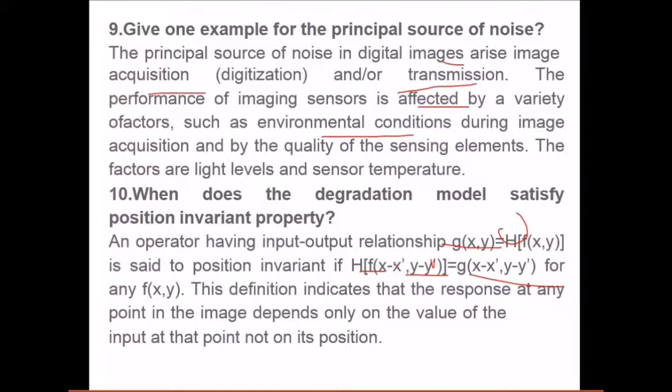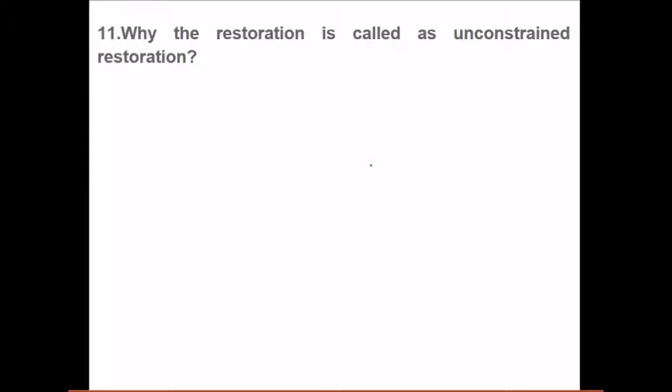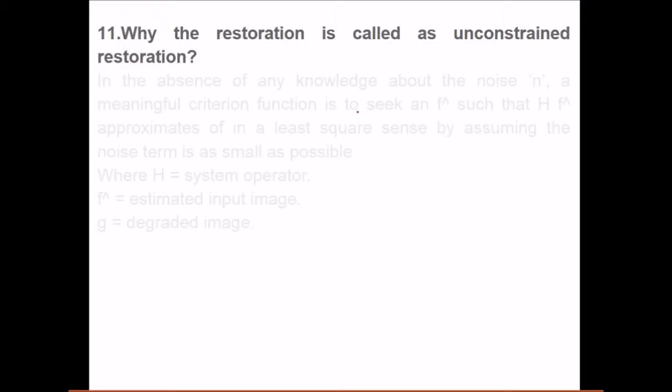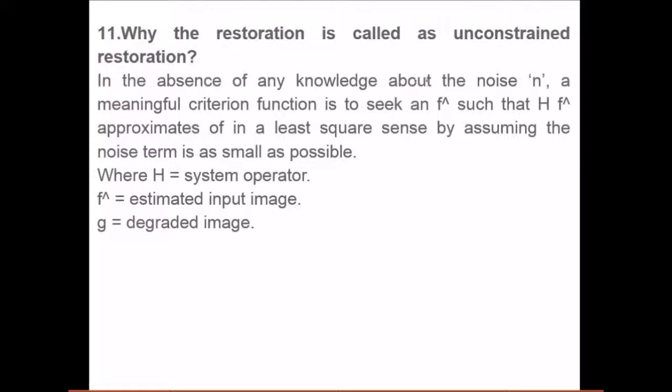and these variations, right? So this definition indicates that the response at any point in the image depends only on the value of the input at that point, not on its position. Why is the restoration called unconstrained restoration? In the absence of any knowledge about the noise, right? And a meaningful criteria function is to seek an f cap such that this f cap approximates, in the least square sense, by assuming that the noise term is as small as possible. Where this capital H is the system operator, f cap is the estimated input image, and g is the degraded image.